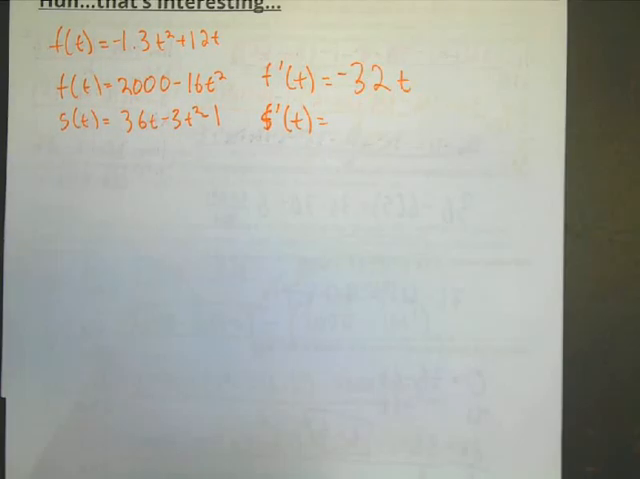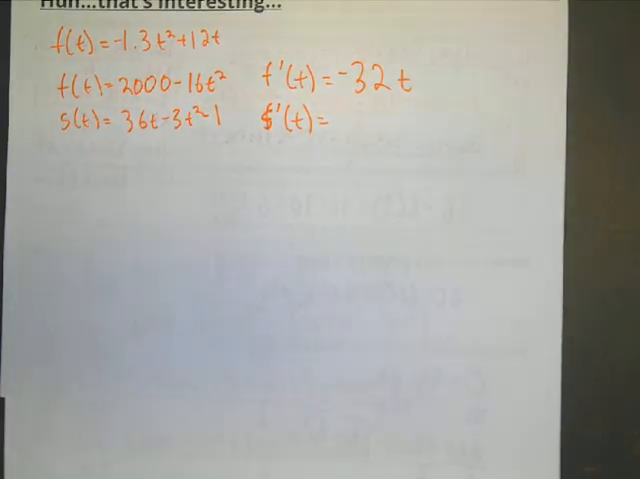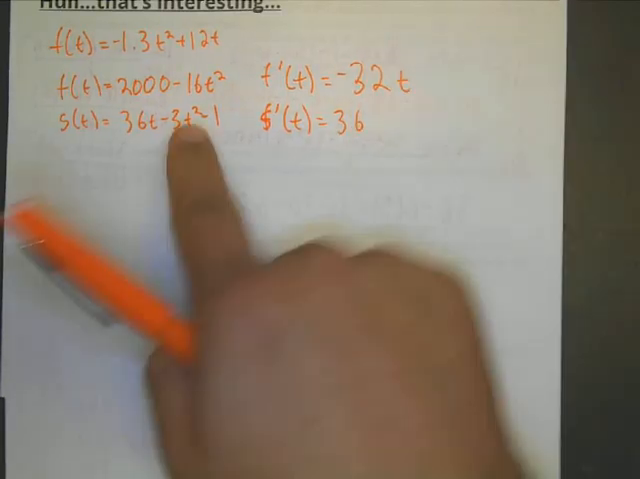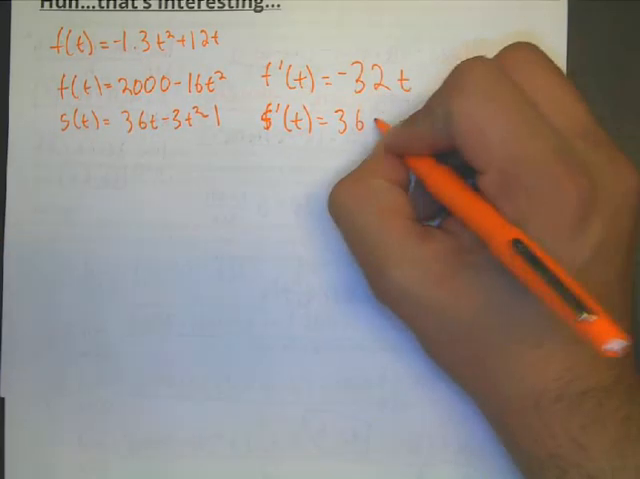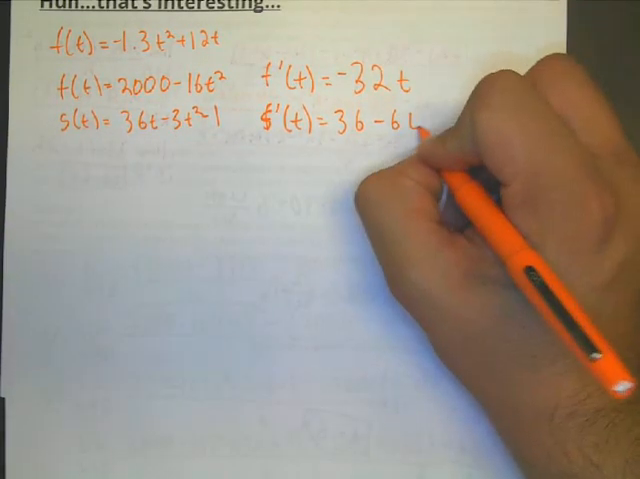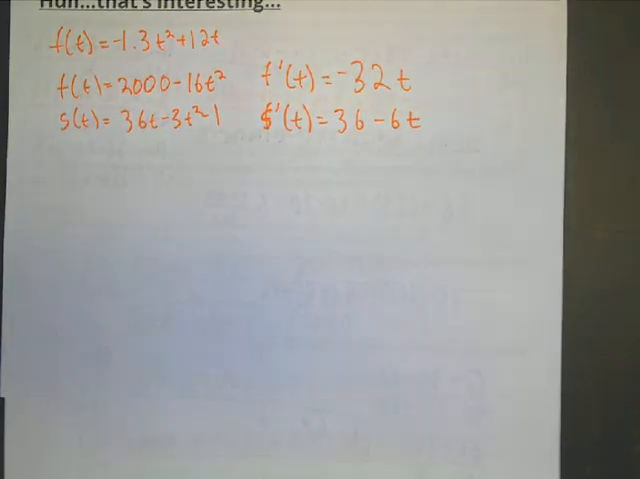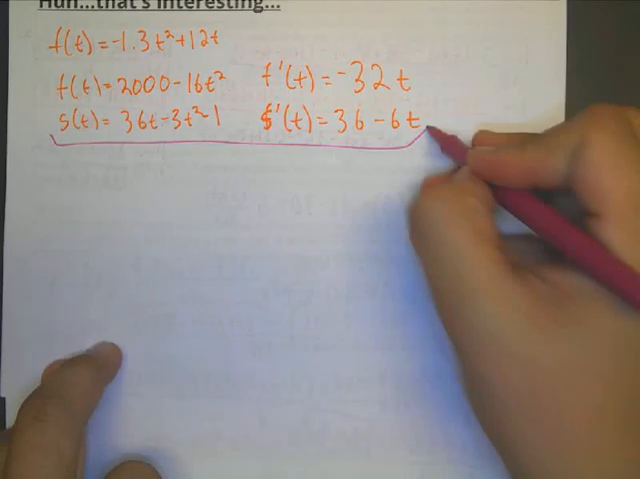Let's try it one more time. So t right here, when it's just t, what do you assume the power is? 1, right? So I'm going to multiply that by this power, so 36. But then I'm going to take 1 away from the power, so 1 minus 1 is 0. And what's anything to the 0 power? 1. So this is just 36. Do the same thing here. 2 times negative 3 is negative 6. And I'm going to take 1 away from the power, so t. What was the answer to that problem? That's interesting, right?